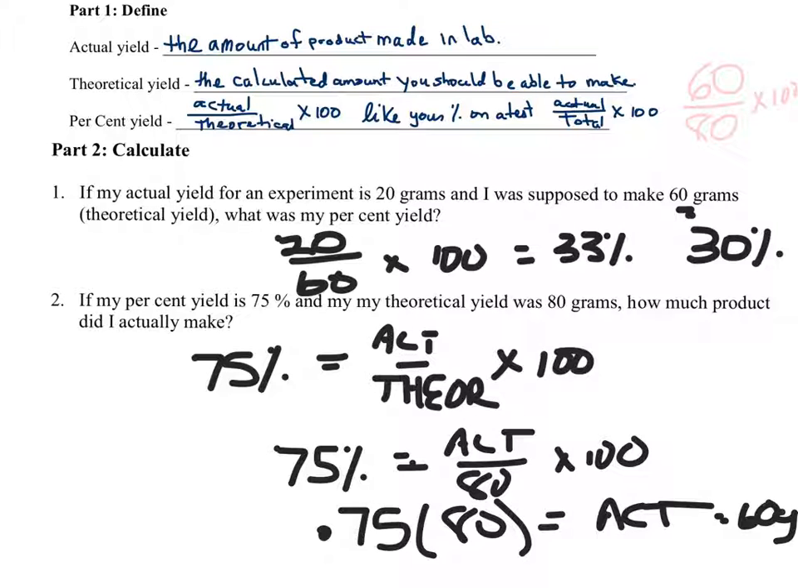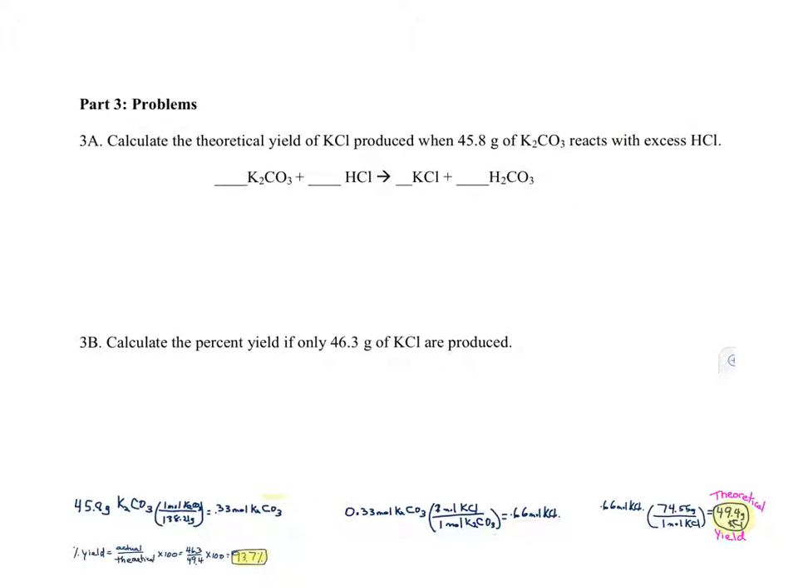Now let's do one with the stoichiometry problem. Calculate the theoretical yield of potassium chloride produced when 45 grams of K2CO3 react with excess HCl.